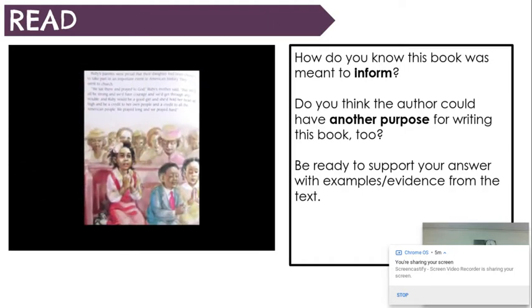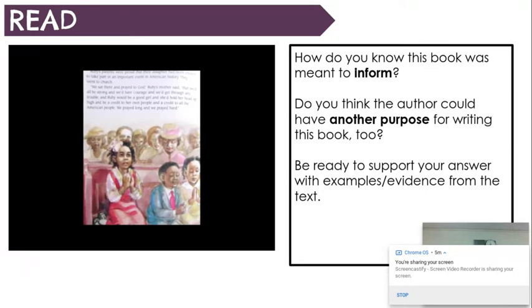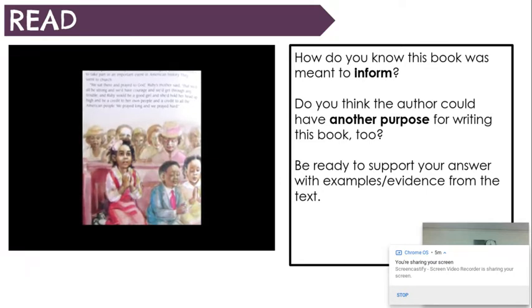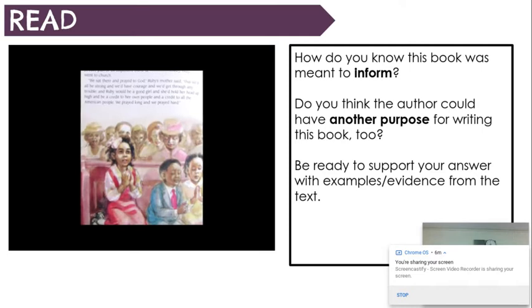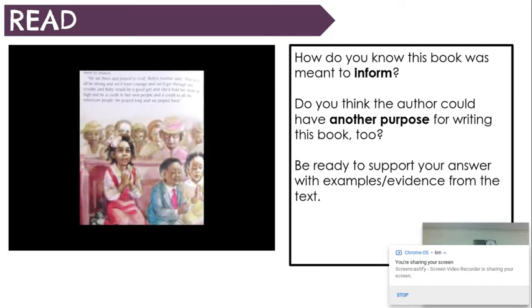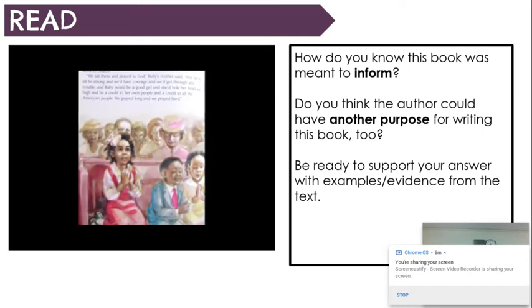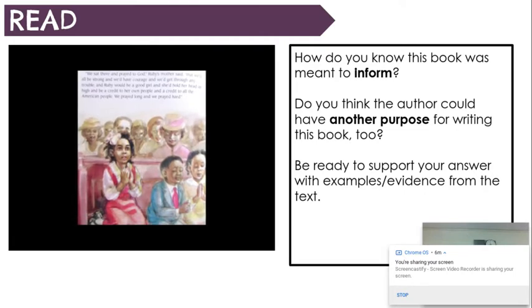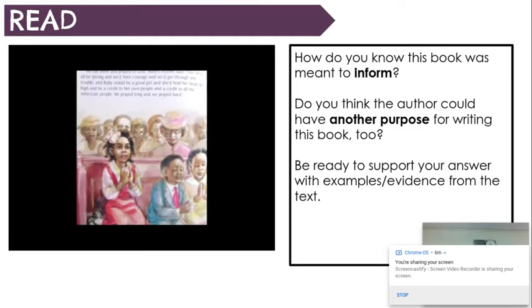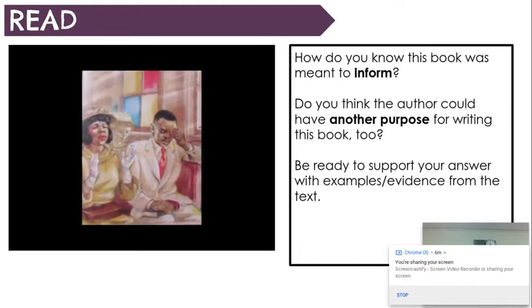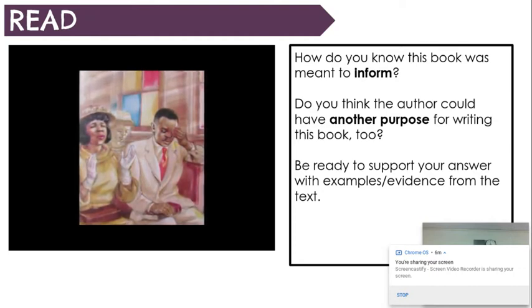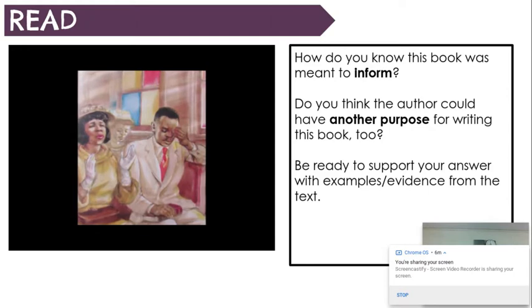Ruby's parents were proud that their daughter had been chosen to take part in an important event in American history. They went to church. "We sat there and prayed to God," Ruby's mother said, "that we'd all be strong and we'd have courage and we'd get through any trouble. And Ruby would be a good girl and she'd hold her head up high and be a credit to her own people and a credit to all the American people. We prayed long and we prayed hard."